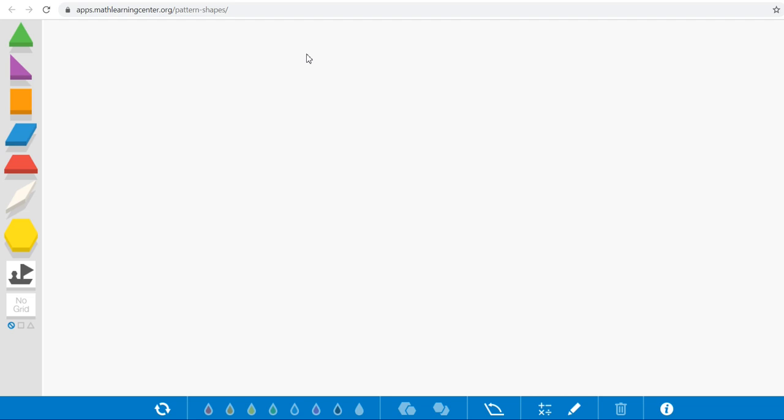We've used this website before. We've used the money one, and we've also used the 10 frames. There's a lot of great stuff that you can play around with on this website, but we are going to use the pattern blocks today.